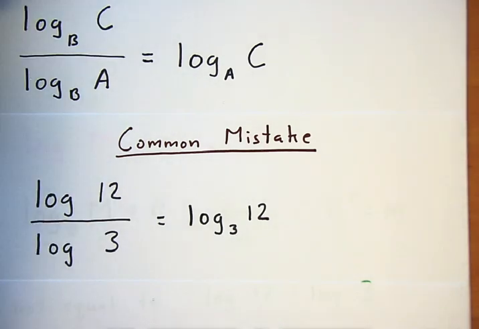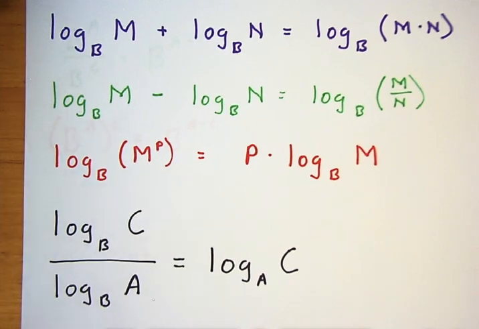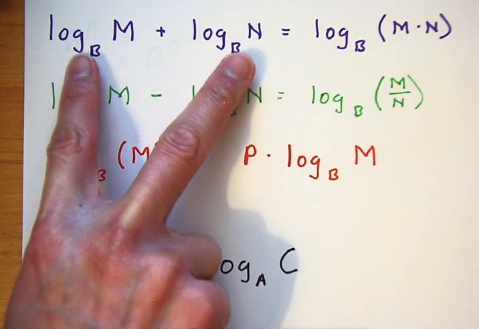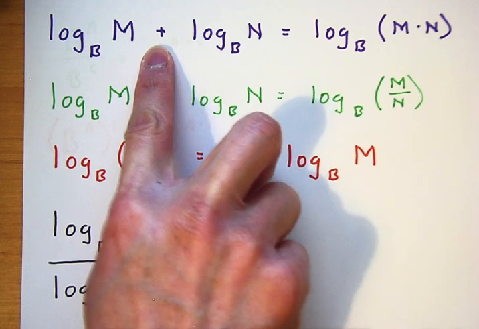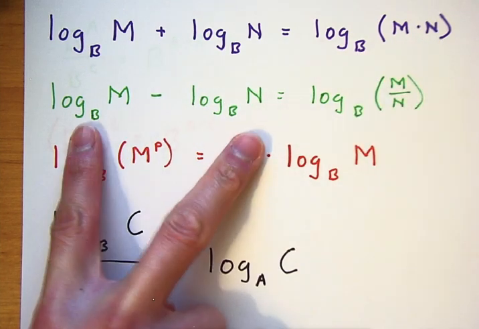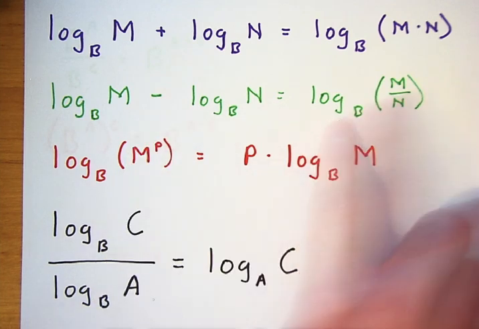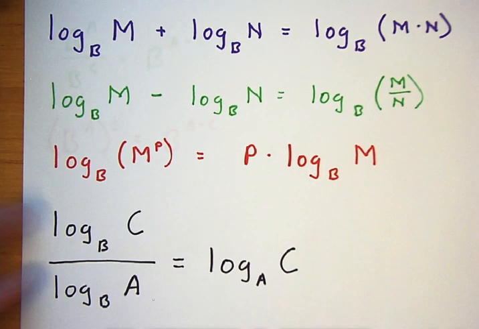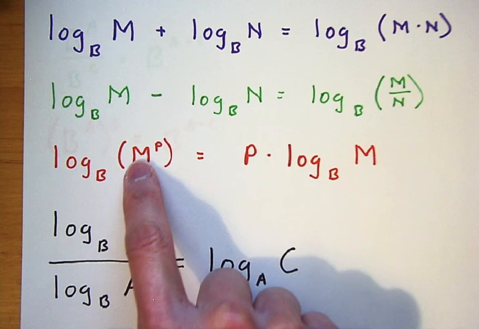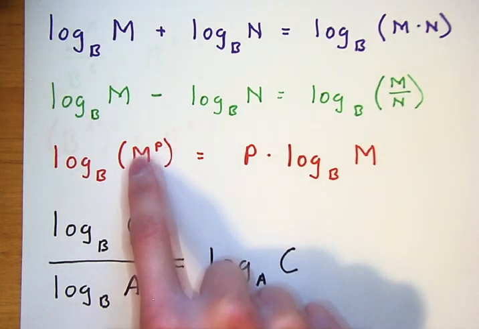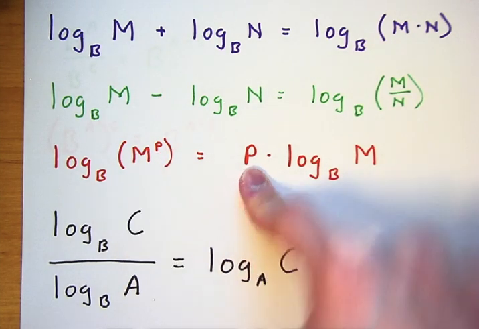Okay, pause. Whenever you're ready, hit the play button. Quickly review: changing two logs with addition into one log with multiplication, two logs with subtraction into one log with division, two logs with division into one log with a different base. If you have an exponent to everything inside, you can just put the exponent on the outside.